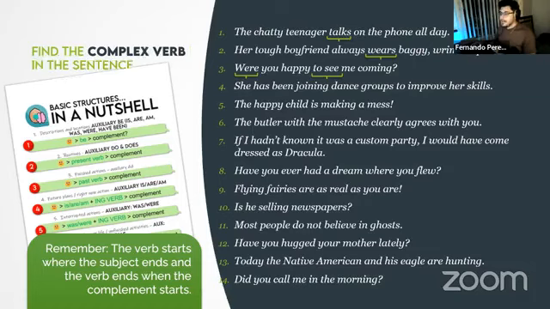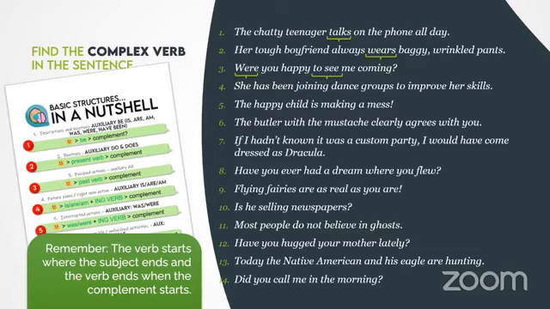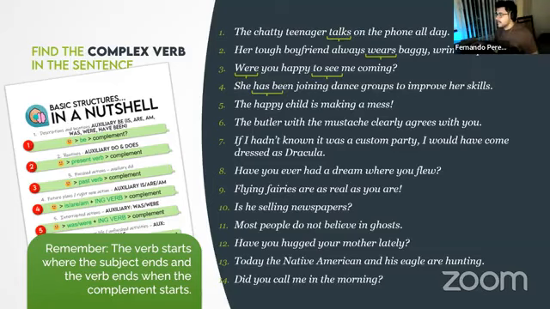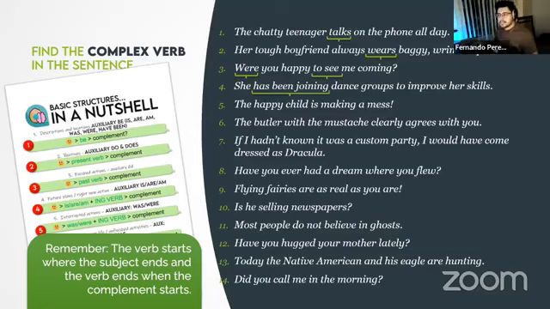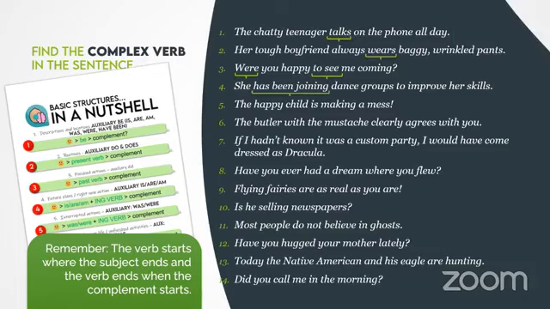Good. Let's pass to number 4. Help me, Laurita. What is the verb in number 4? The sentence is, she has been joining dance groups to improve her skills. The verb is has been joining, the first verb. The second verb is to improve. Very good. And the complete complex verb? Has been joining. Incomplete. What happened to part 2?